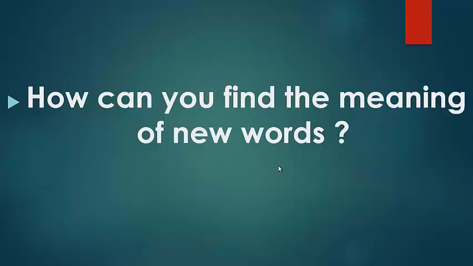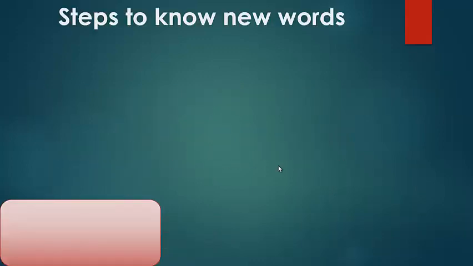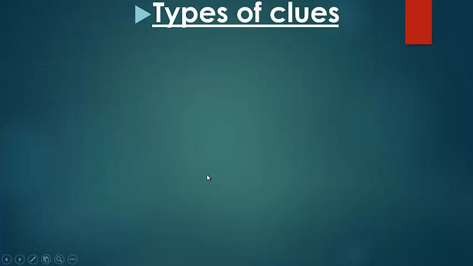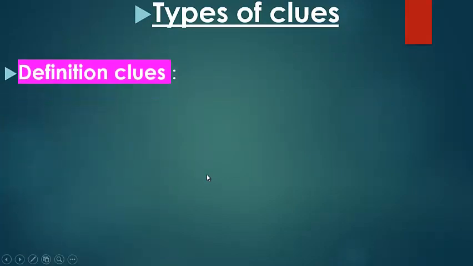First, how can you find the meaning of new, unknown words? We have some steps to know the meaning of these new or unknown strange words, like types of context clues. These clues are the definition clue, synonym clue, antonym clue, and guessing or inference clue. Types of these clues are: number one, definition clue.